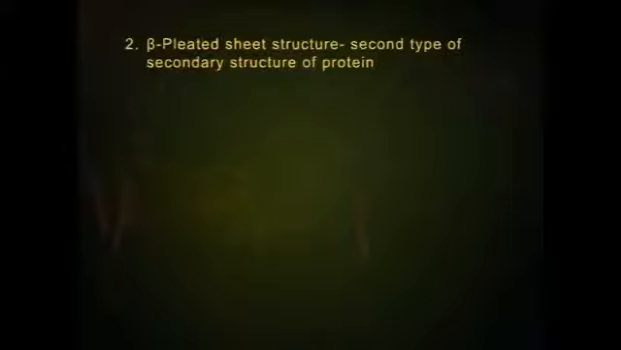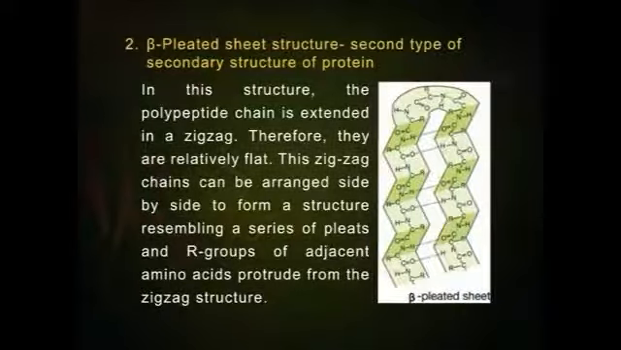Number 2, beta pleated sheet structure, or the second type of secondary structure of protein. In this structure, the polypeptide chain is extended in a zigzag, therefore they are relatively flat. This zigzag chain can be arranged side by side to form a structure resembling a series of pleats, and R groups of adjacent amino acids protrude from the zigzag structure. Two or more beta pleated sheets are layered close together within a protein.